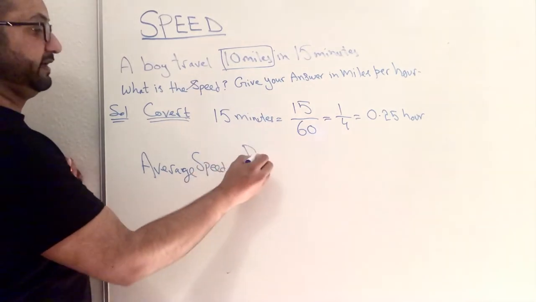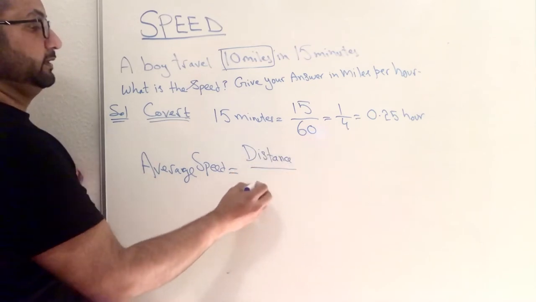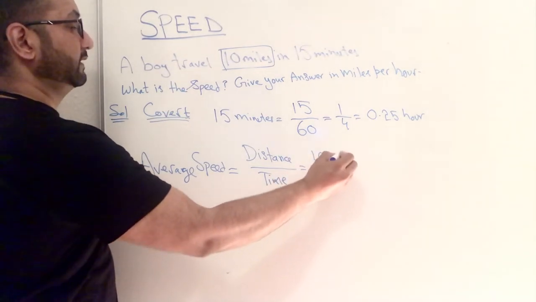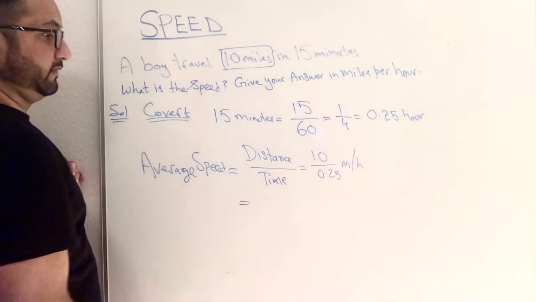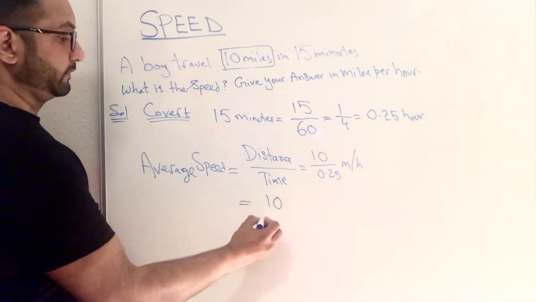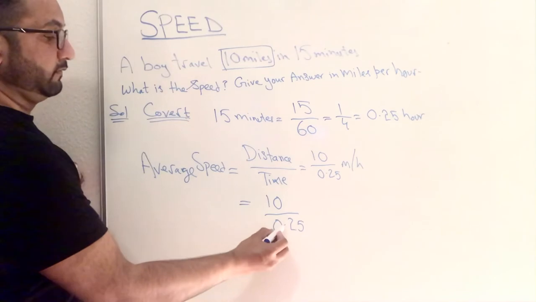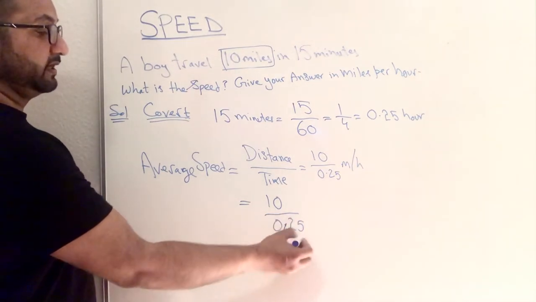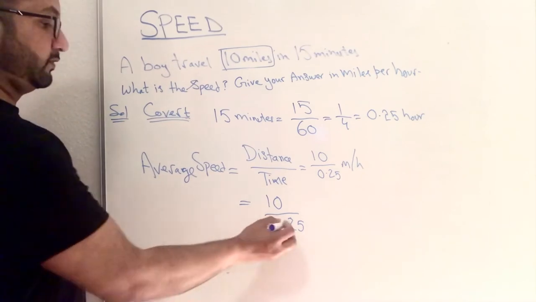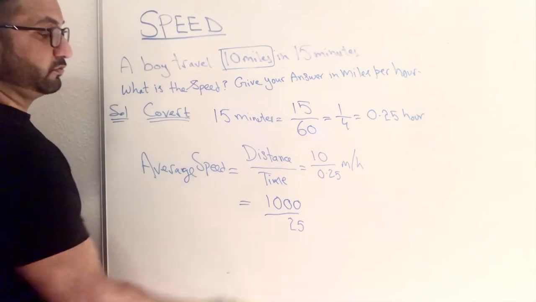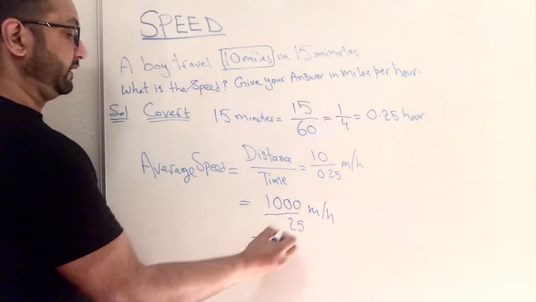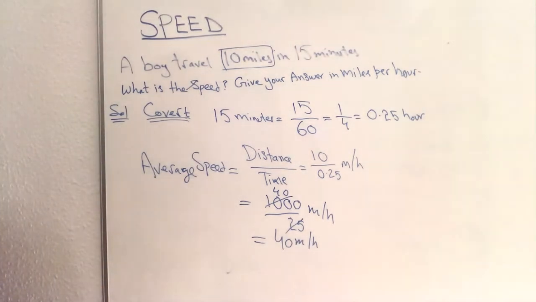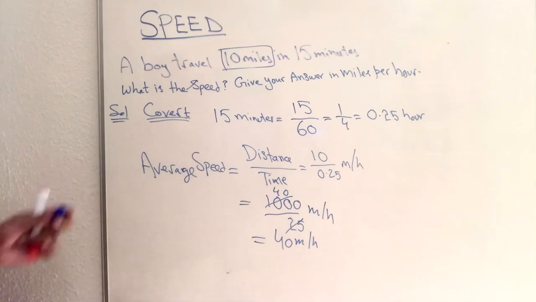So the distance we are traveling and the time taken: 10 miles over 0.25 hours. 10 divided by 0.25. If we remove decimals, how many digits are there after the decimal? We have 2 digits, so we have to add 2 zeros. When you divide, we will get 40 miles per hour. This is the average speed.